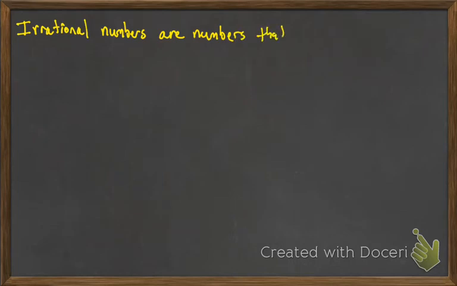Okay, the next type doesn't necessarily fit this hierarchy. It's called an irrational number. Those are numbers that cannot be written as a fraction. There's no way we can write them as a fraction. We'll look at a couple of common examples of what irrational numbers are going to be.